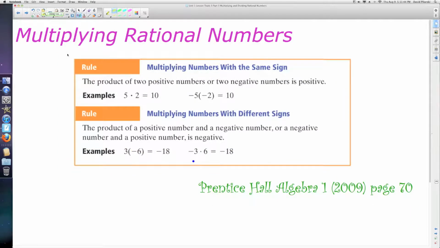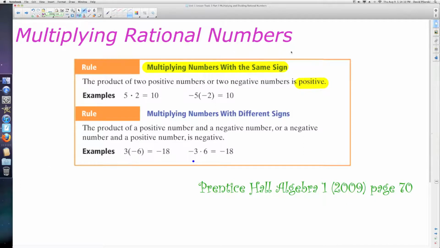We have two more rules or properties that we need to talk about before we actually do examples with multiplying rational numbers. The first rule is multiplying numbers with the same sign. The product of two positive numbers or two negative numbers is positive. So if they have the same sign, the answer is going to be positive.